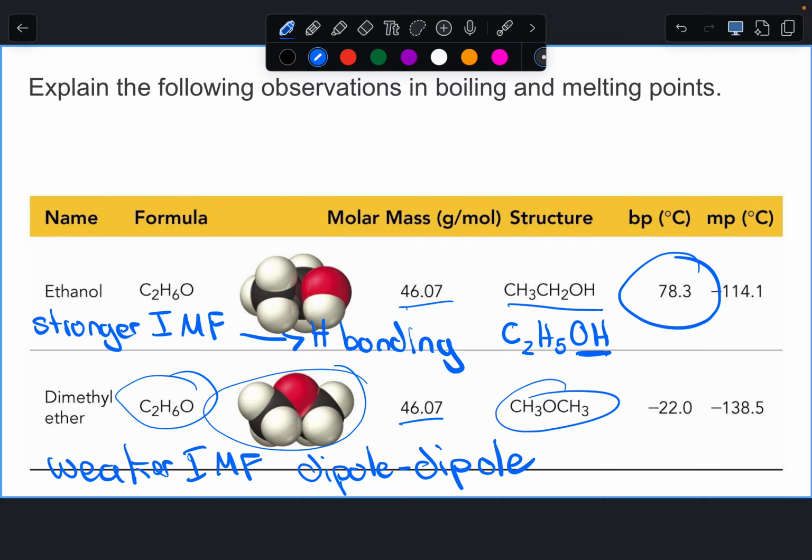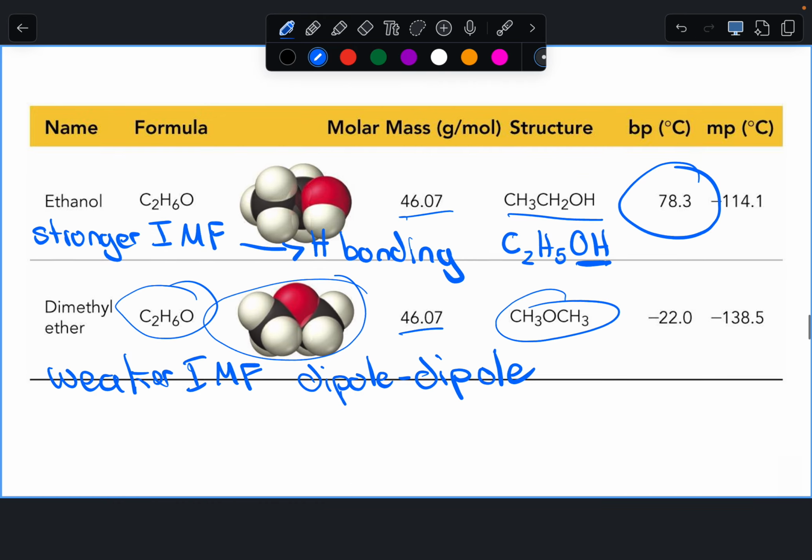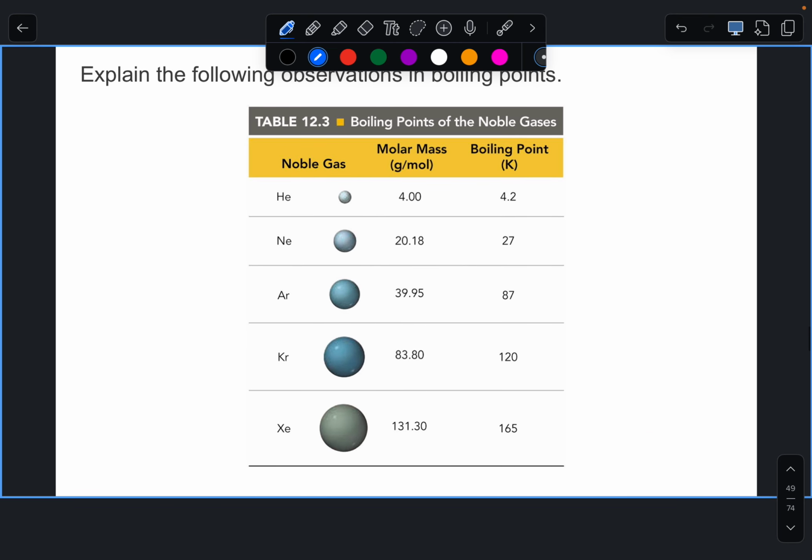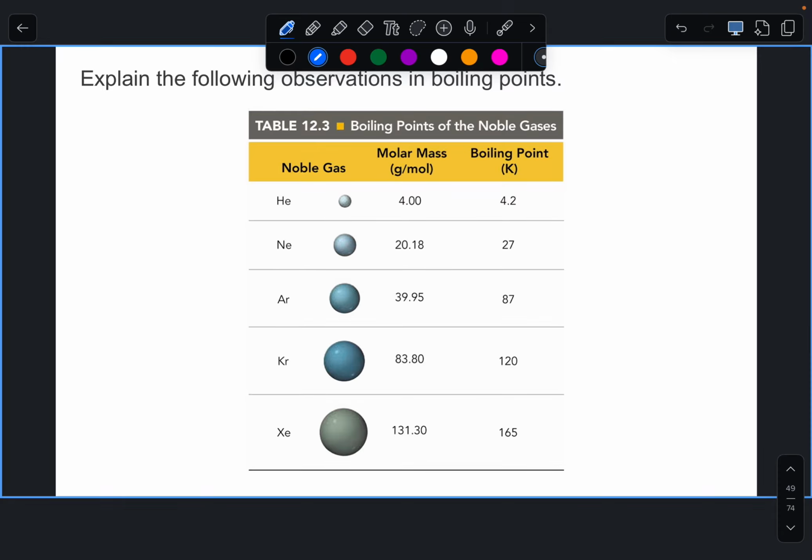Okay, any clarifications about those before we move on to talking about within a group? Okay. All right. So take a minute and just look over this one. You're not going to necessarily know why it looks like this at this point, but just see what things you notice and how they correspond to the boiling point.